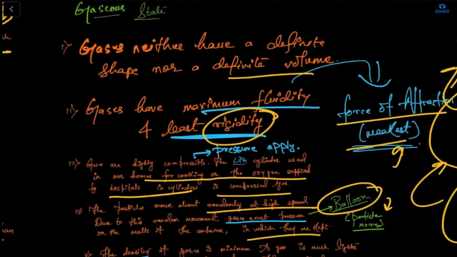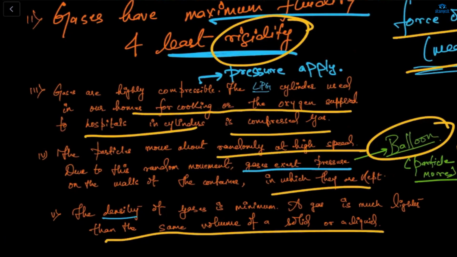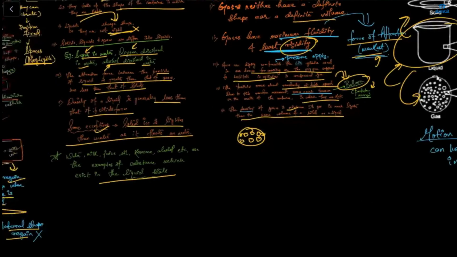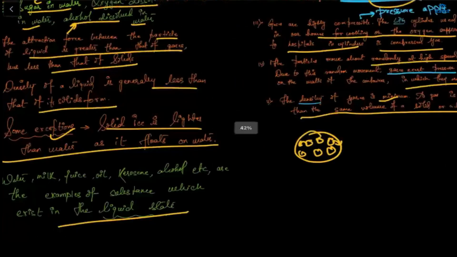So the gaseous state. Gases neither have a definite shape nor a volume, and they have maximum fluidity. Why maximum fluidity? Maximum fluidity means the force of attraction is very weak, so that's known as maximum fluidity. This is your LPG, a very compressed gas. Gases exert pressure. You can take the example of a balloon. In the balloon, what is happening? The particles are moving at a very high speed and they exert pressure on the walls of the balloon. So what will happen? It will blast. The density of gas is minimum because it's like a park. Okay, so all three states of matter are done.